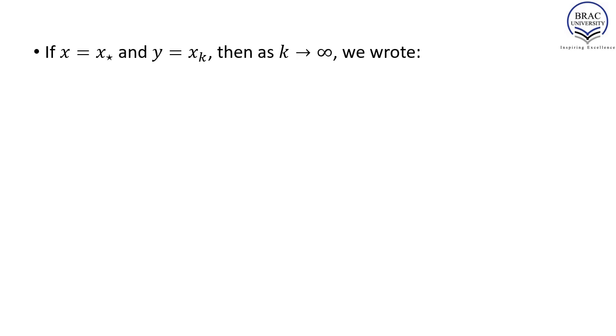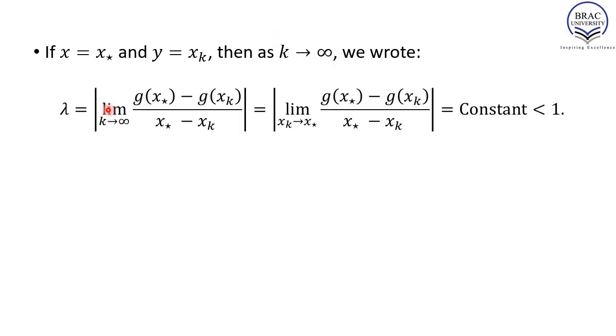Now let's choose that x is the fixed point and y is not the fixed point. That means when we apply the iteration, y has been mapped to a different value and gets close to the fixed point. That's why y equals x sub k, where k is the iteration number. Then as k goes to infinity, we write that lambda equals the limit as k goes to infinity of the absolute value of g of x star minus g of xk divided by x star minus xk, by definition.